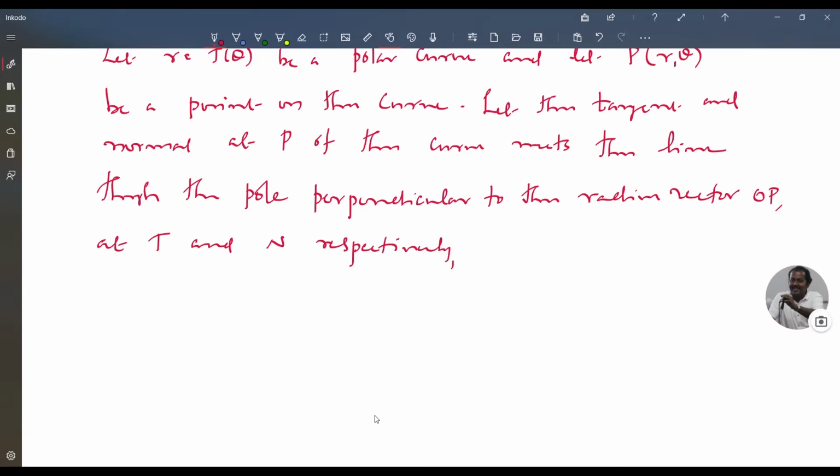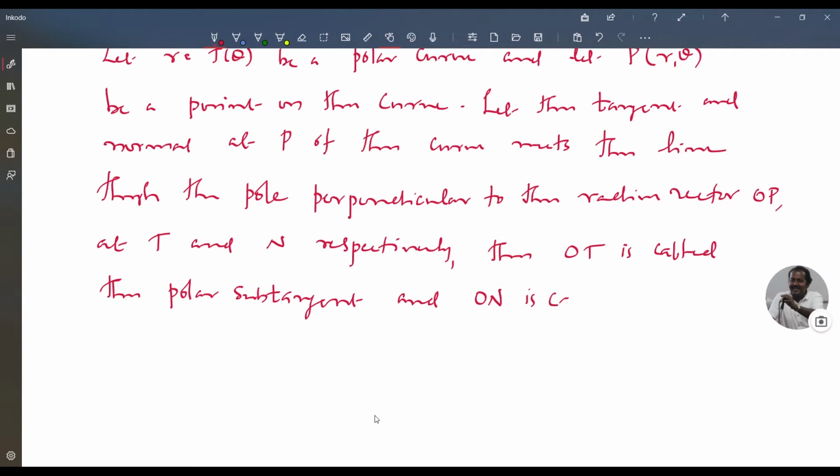Then OT is called the polar subtangent and ON is called the polar subnormal. So we can draw all these things.